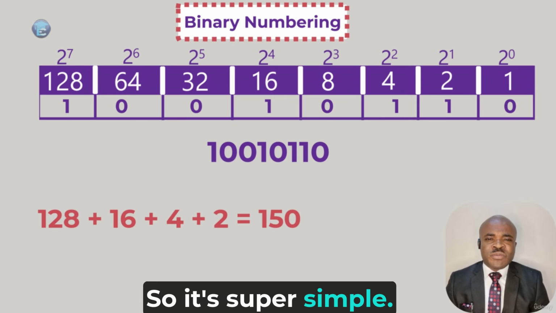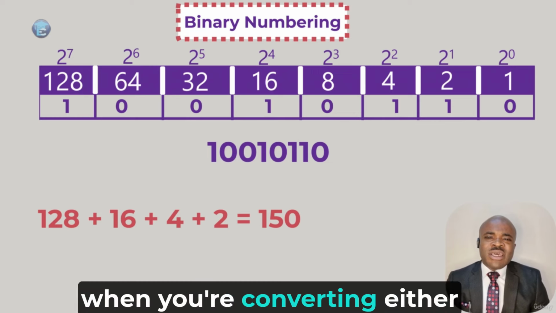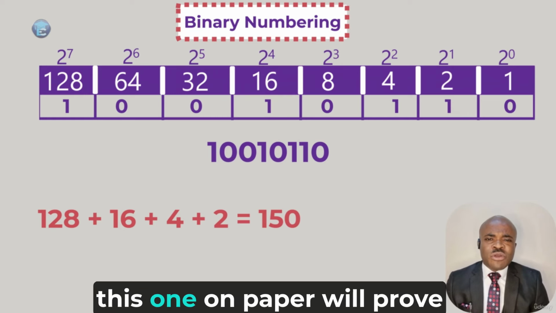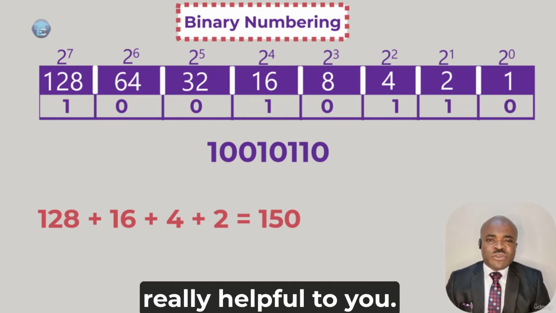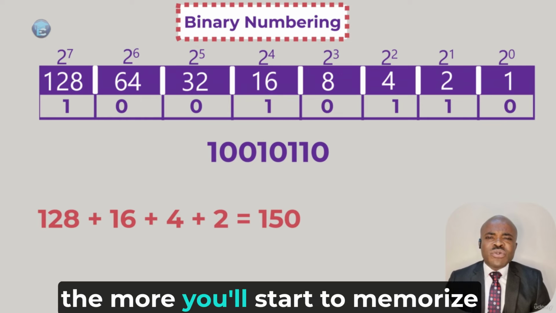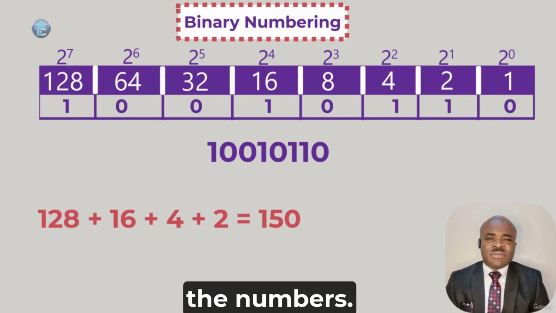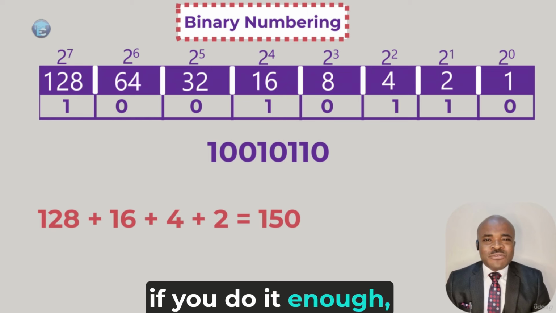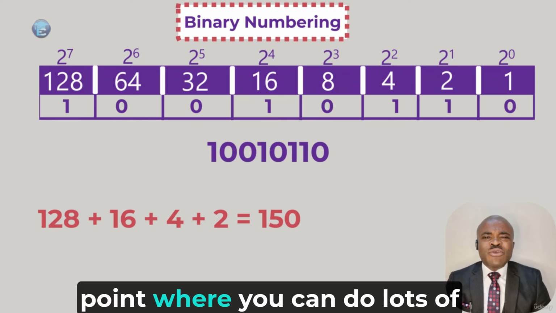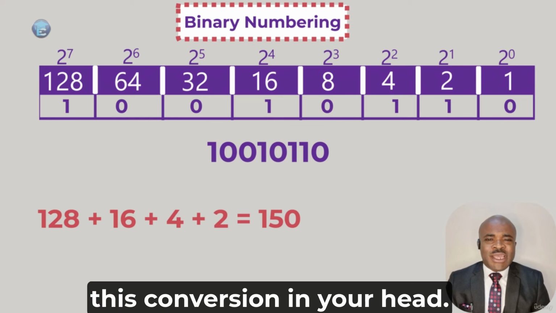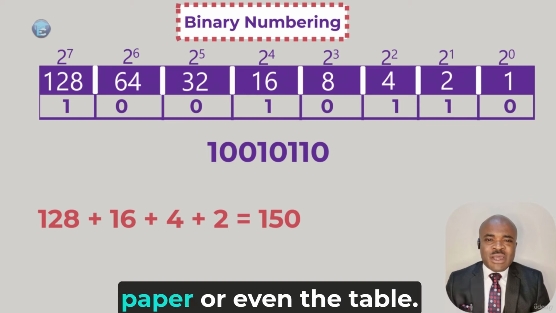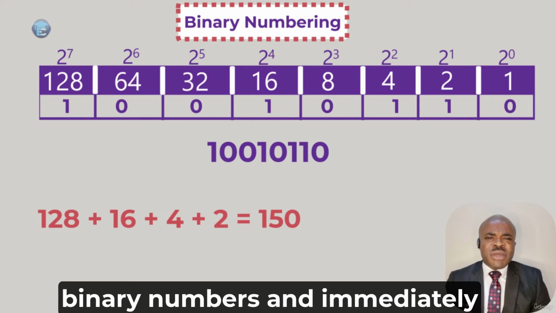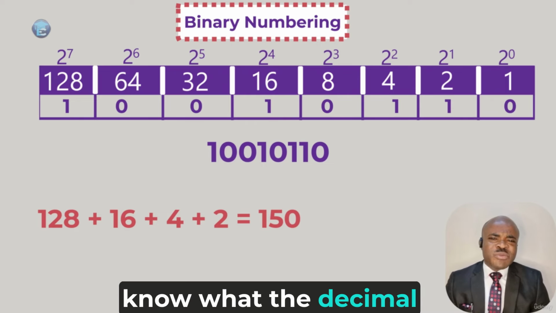So it's super simple. Therefore, when you're converting either from decimal to binary or binary to decimal, creating a simple table like this one on paper will prove really helpful to you. And the more you do it, the more you will start to memorize the numbers. I know that probably sounds absurd, but I promise you, if you do it enough, you will eventually get to the point where you can do lots of this conversion in your head rather than requiring pencil and paper or even the table. You begin to recognize the patterns. You'll be able to see certain binary numbers and immediately know what the decimal equivalent is.